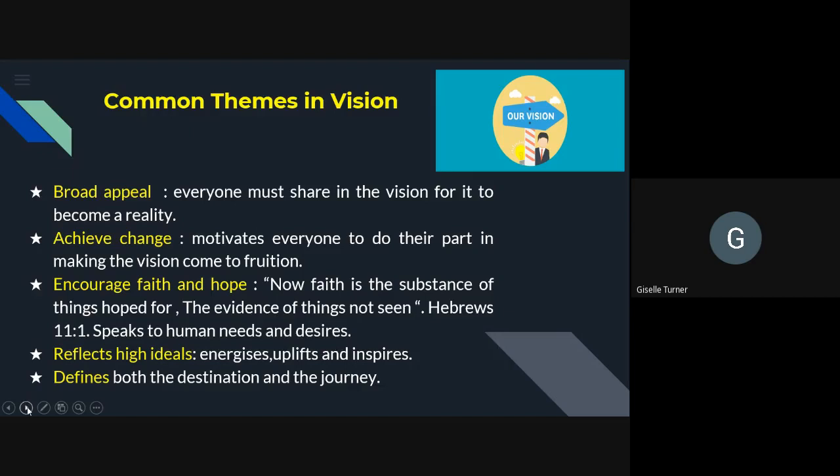It also reflects high ideals, meaning that it would energize, uplift, and inspire persons. And a leader is someone who will get persons to respond to these challenges with an eye towards the future. And it will also define both the destination and the journey. So when you know where you are going, you'll be able to go along on that journey. Next slide.